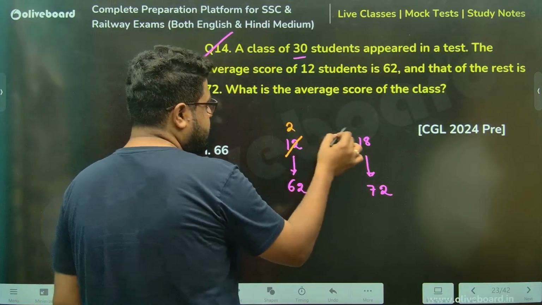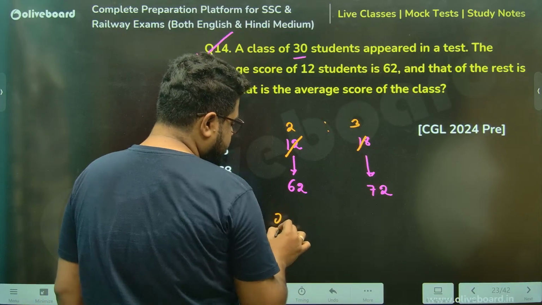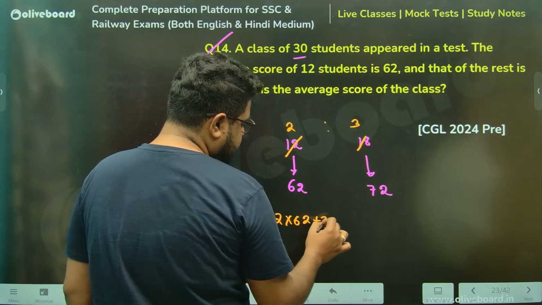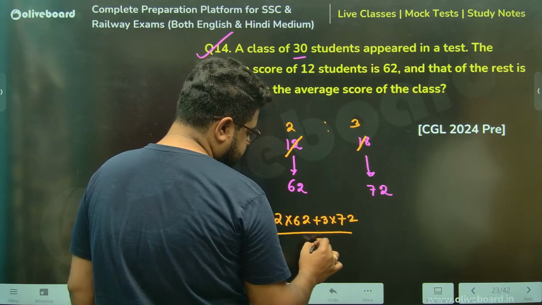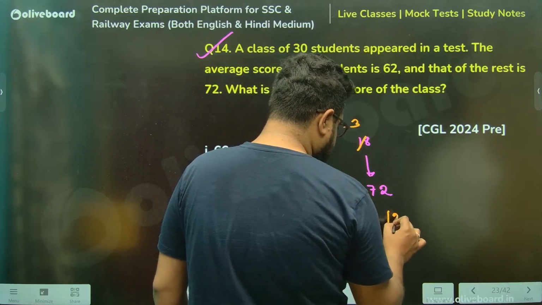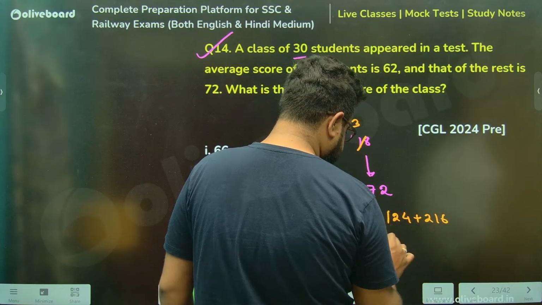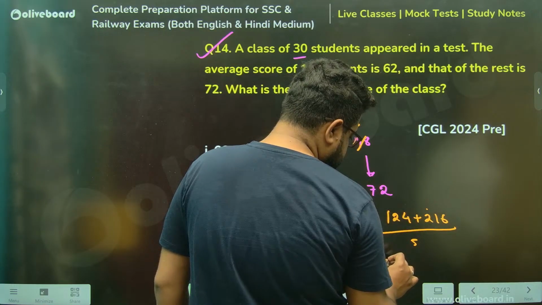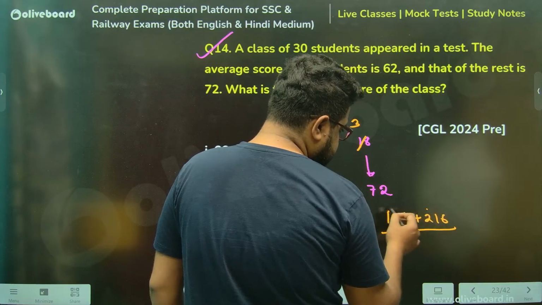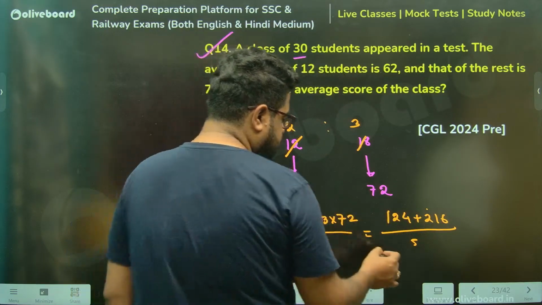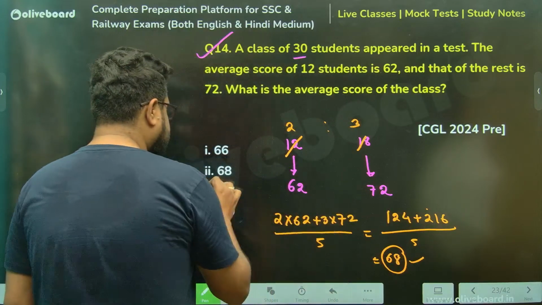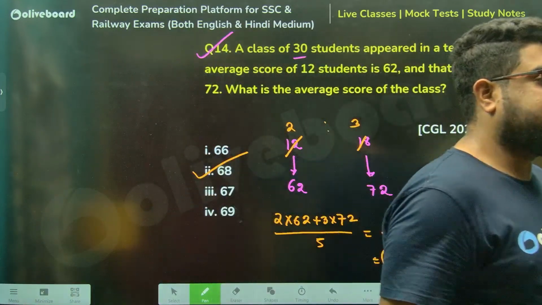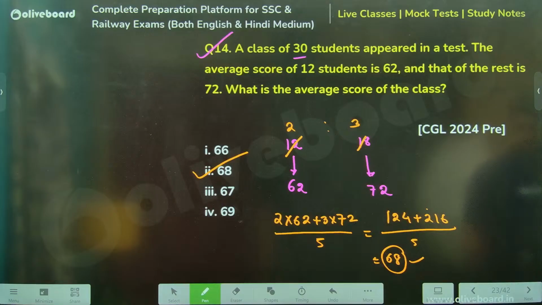First things first, this ratio is 2 is to 3. So my answer will be (2 into 62 plus 3 into 72) by (2 plus 3), which is 5. That is 124 plus 216 by 5, so 340 by 5, which is 68. 68 is the correct answer. Simple question. Everyone, yes or no, please? Clear?